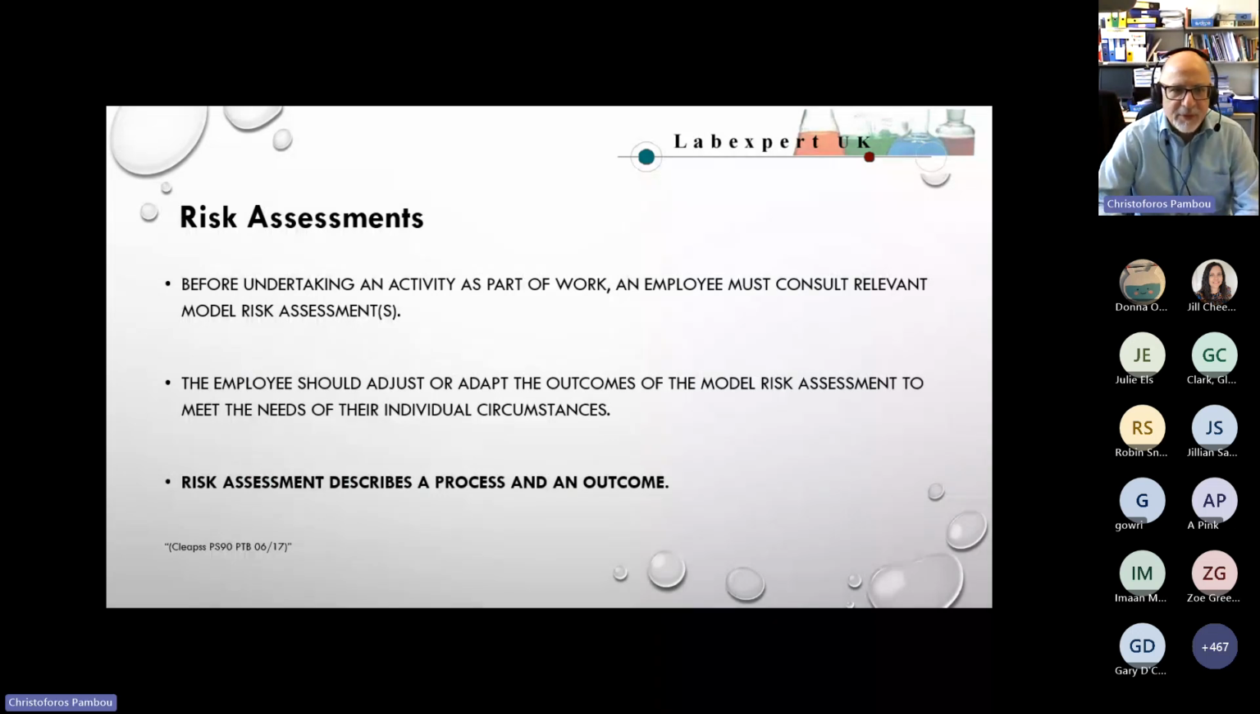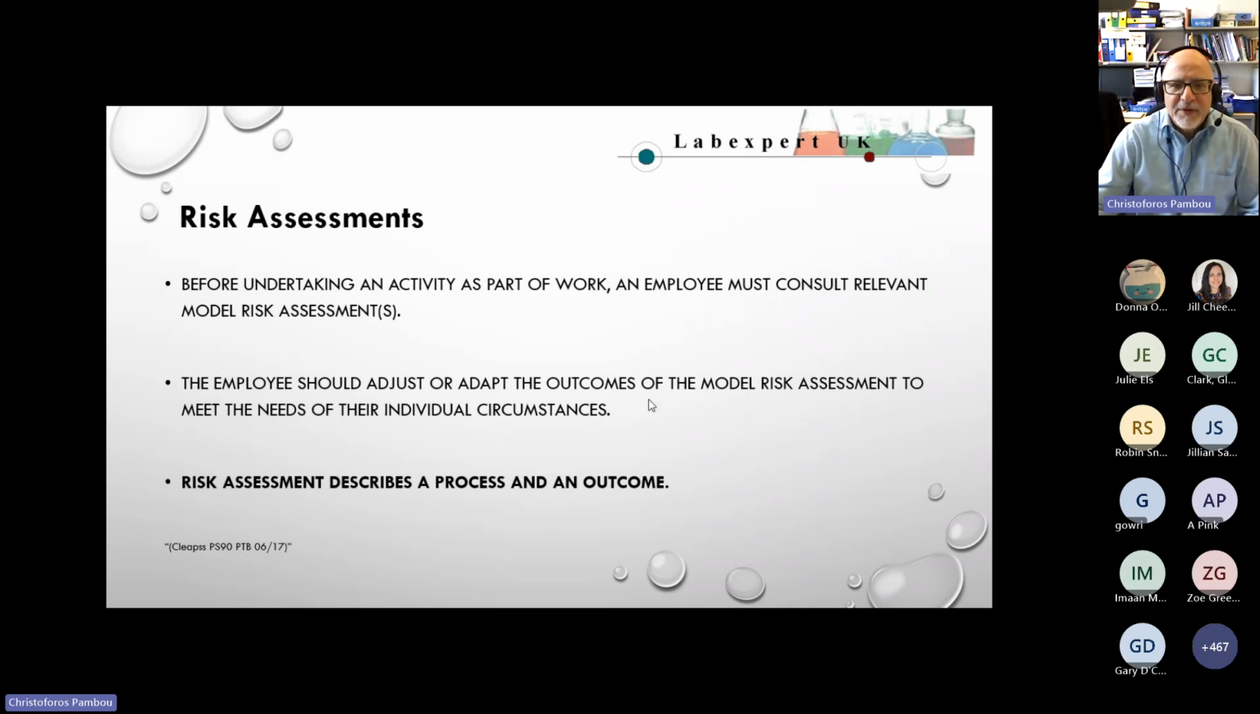So let's look at some risk assessment. Before undertaking an activity, as part of work, an employee must consult relevant model risk assessments. And we adjust or adapt the outcomes of the model risk assessment to meet the needs of the individual circumstances. So the risk assessment describes a process and an outcome.